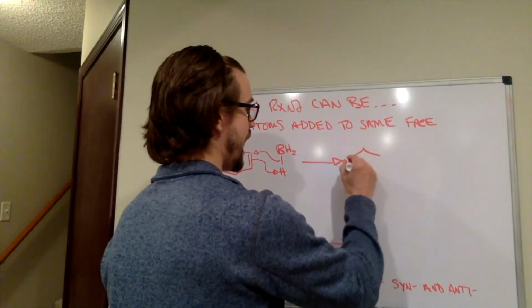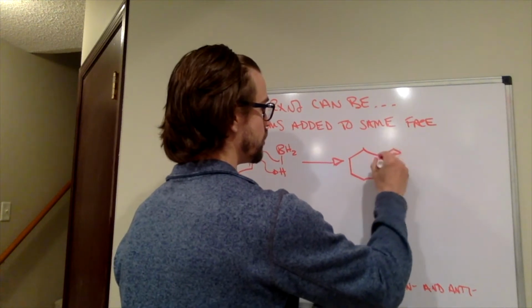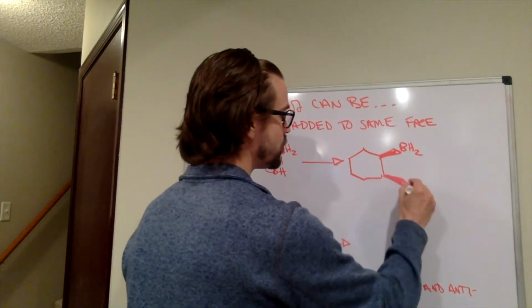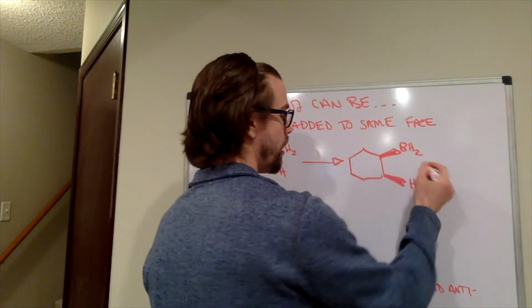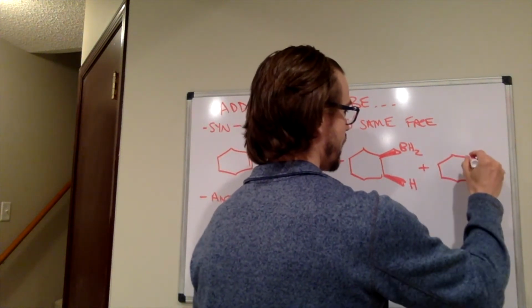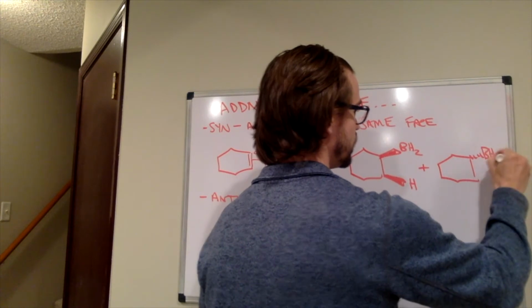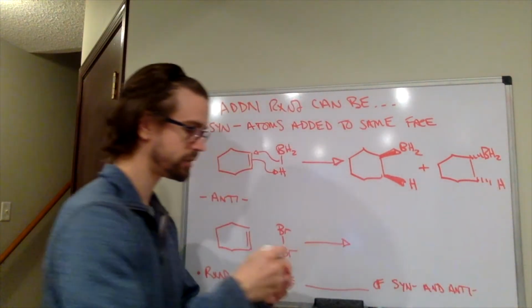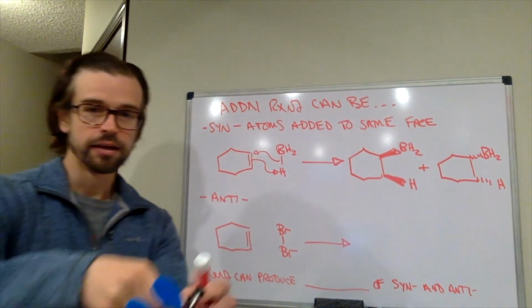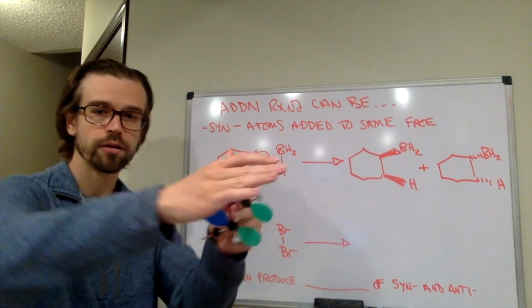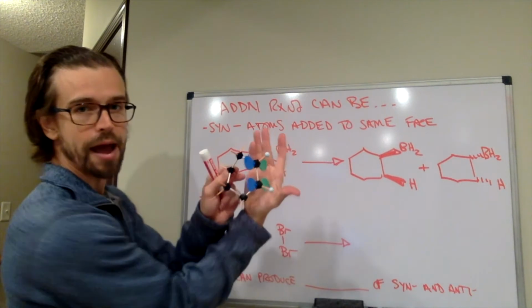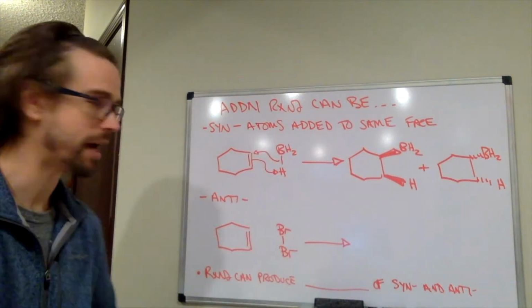So if that added to the top, that would mean that we would have the BH2 on a wedge and the H on a wedge. And if it added to the back face, we would have the BH2 on a dash and the H on a dash. So the boron and the H were added to the same face, either all on the top, and if that was the case, then it would be the wedge, or all on the back, and that would be the dash.